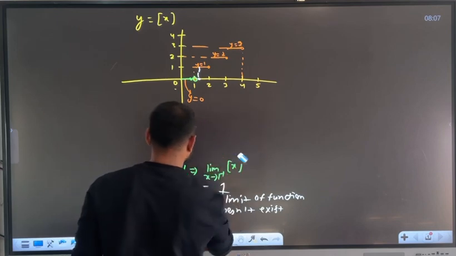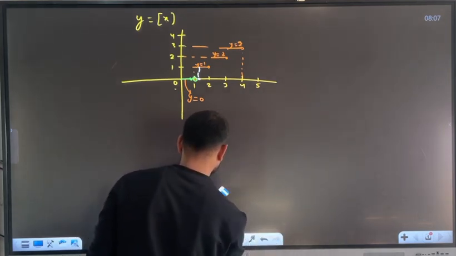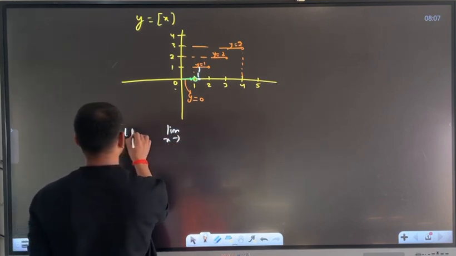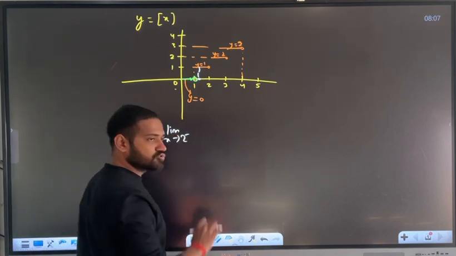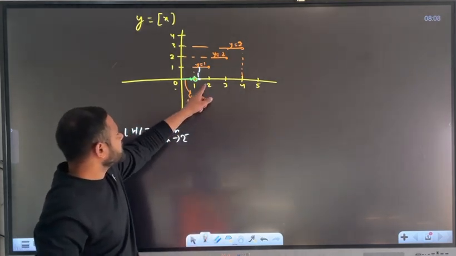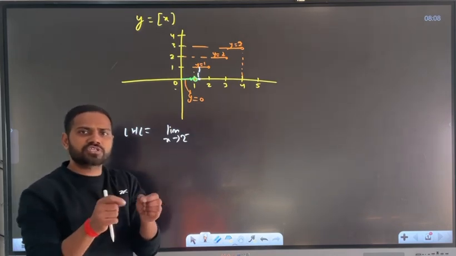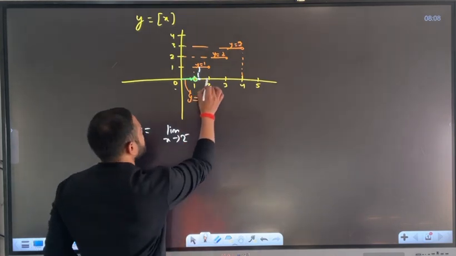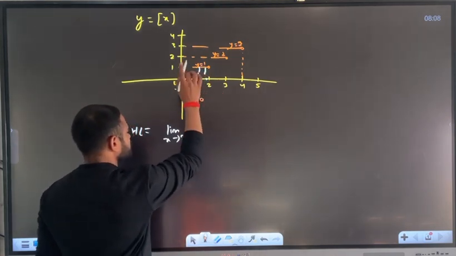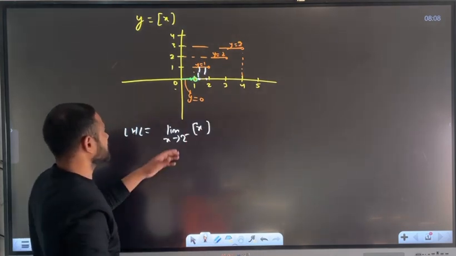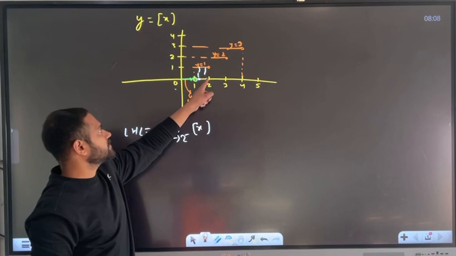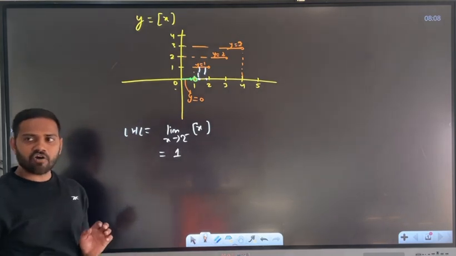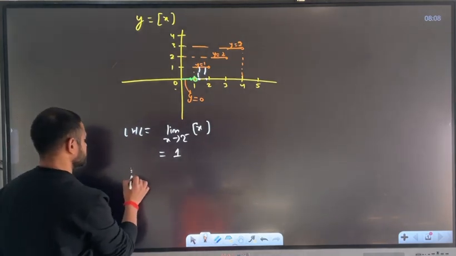So let us calculate limit at x is equal to 2. So we will calculate left hand limit first, x tending to 2 minus. So we will see that when we are taking x tending to 2 minus, meaning a number just smaller than 2, that number will come here, and at this point the graph of the function is giving the value y is equal to 1. So the left hand limit at x is equal to 2 will be y is equal to 1. So the left hand limit is coming out to be 1. Now we will go for the right hand limit.